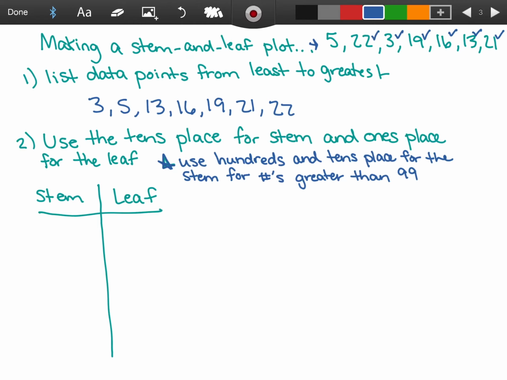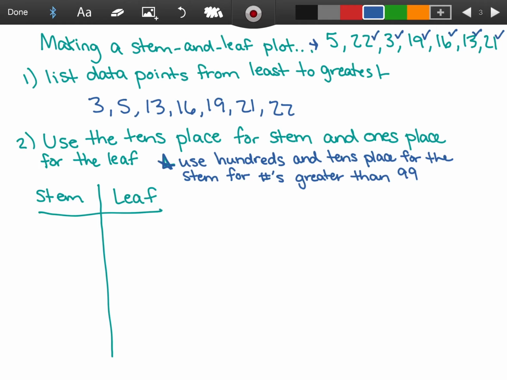Okay, so I've listed my data points from least to greatest. The next step is I'm going to use the tens place for the stem and ones place for the leaf. If I had numbers greater than 99, so anything with a hundreds place, then I would use the hundreds and tens place for the stem and the ones place for the leaf. But in this case, we don't have any numbers at least 100 or above, so we just have to put the tens place as the stem and the ones place as the leaf.